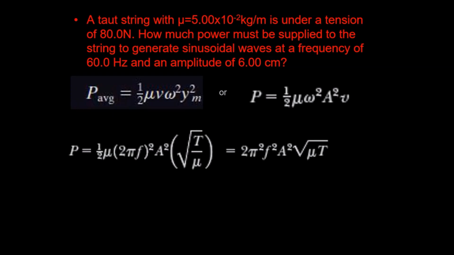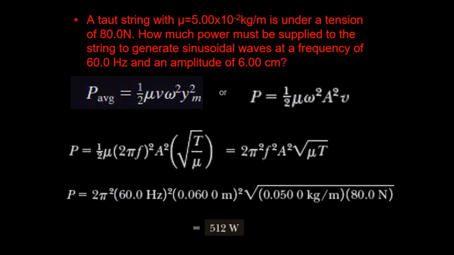We can simplify this a little bit further and get rid of our factor of 1/2 here, and this will give us P is equal to 2 pi squared times 60 squared times 0.06 squared, times root of 0.05 times 80 newtons. You could of course evaluate at this particular point here, given that you have all of the variables, and give ourselves 512 watts. This is a power, so it will be quoted in watts.